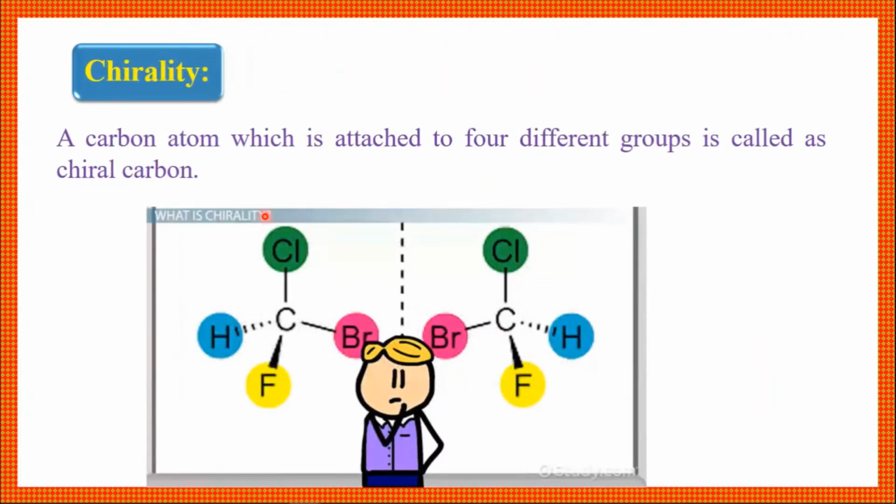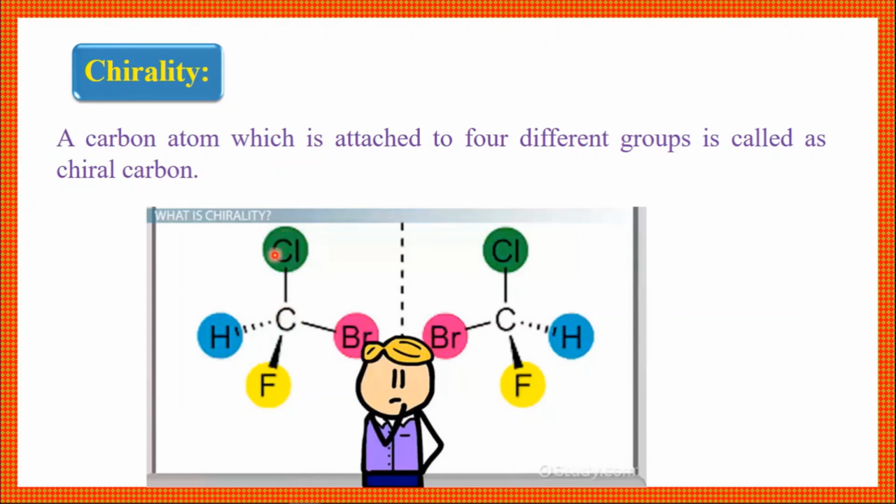Now the next point that we are going to learn is chirality. So what is meant by chirality? The carbon atom which is attached to four different groups is called a chiral carbon. So this carbon is called a chiral carbon because this carbon atom is attached to four different groups.